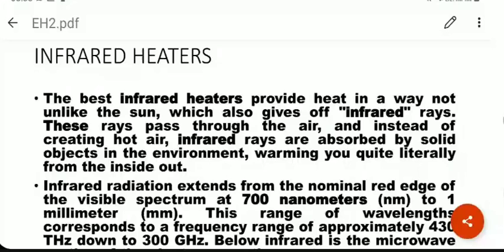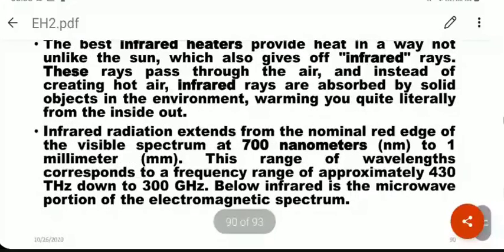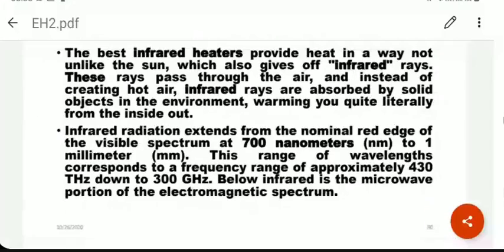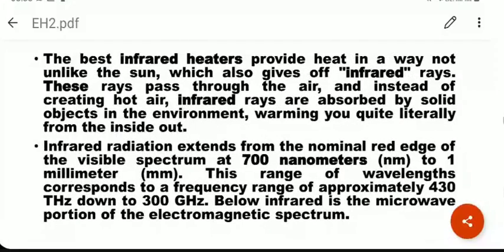The frequency and wavelengths are given here. They are just below the optical range. Infrared heaters are available, infrared oscillators are available, to give you the voltage or the power that you need.